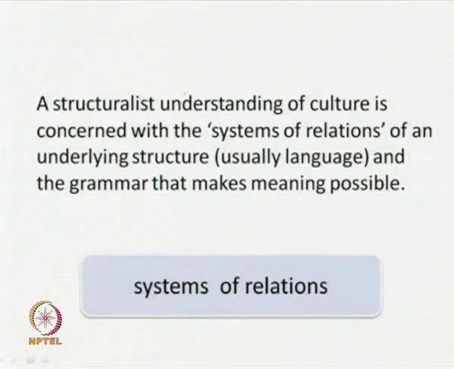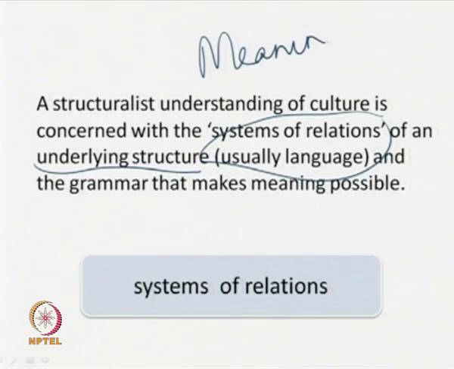Next, we are now turning to the structuralist school, and let me quickly read from Chris Barker, who says that a structuralist understanding of culture is concerned with the system of relations of an underlying structure, usually language, and the grammar that makes meaning possible. A literary text fundamentally is about meaning. You may talk about the style, you may talk about its historical moorings, etc., but the reader looks for the meaning of a text, say a poem.